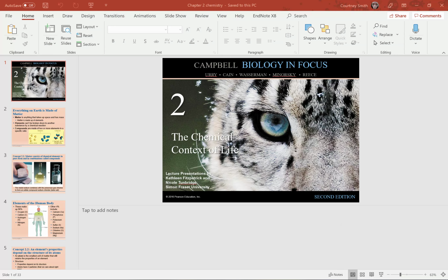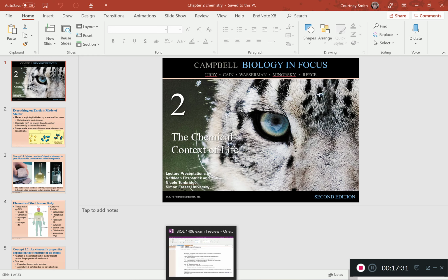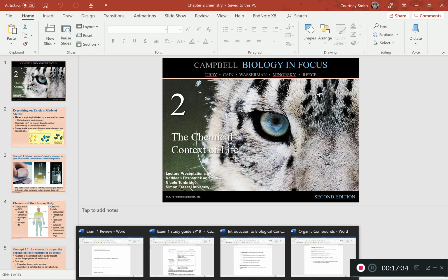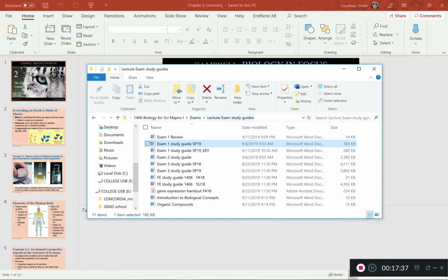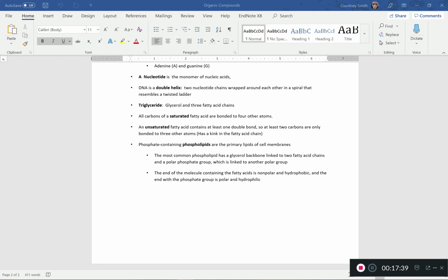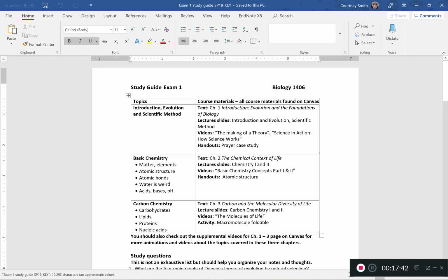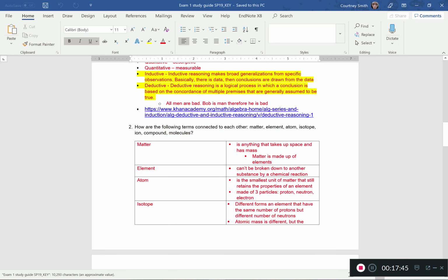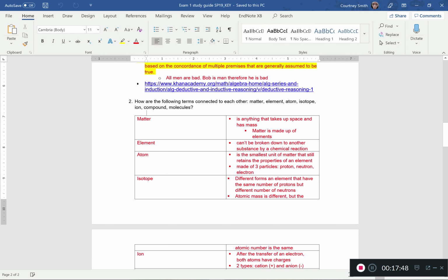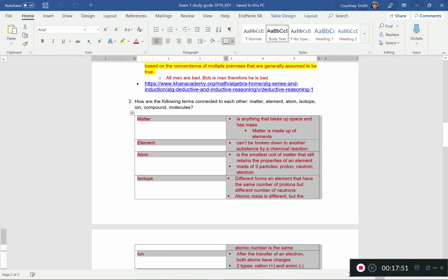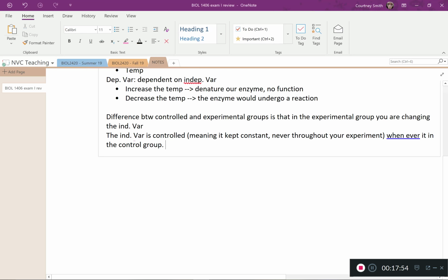Okay, so now we're going to move into chapter 2. Chapter 2 was the basics of chemistry. So we are going to go over the question that says, what is matter, element, atom, isotope, ion, compound, and molecule? Let me find this document so I can copy and paste something real quick. Sorry guys. I just want to copy this table so we can talk about it.